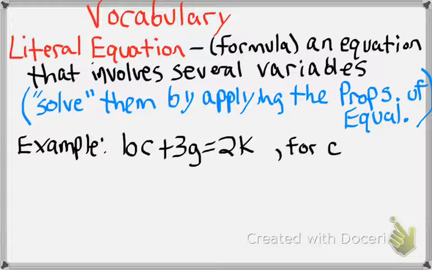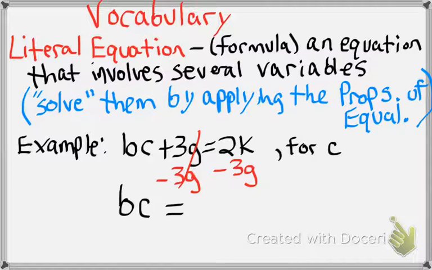First things first, if you were to solve for C and you needed to move plus something to the other side, in fact, we need to move plus 3G, you would do the opposite. You would subtract 3G from both sides. They'd cancel on the left side, and on the left side you would have BC, equal sign. But now on the right side, here's where it looks different. You have 2K minus 3G.